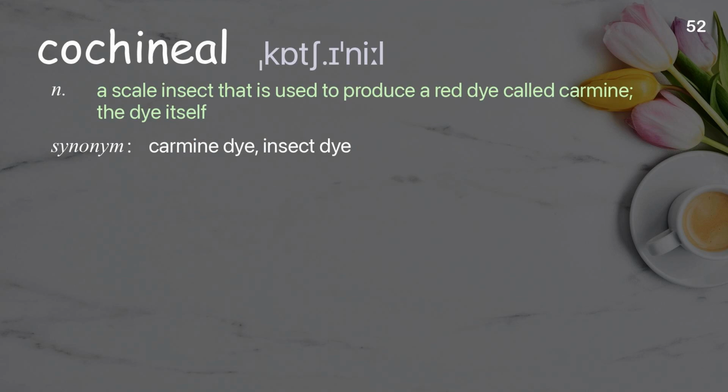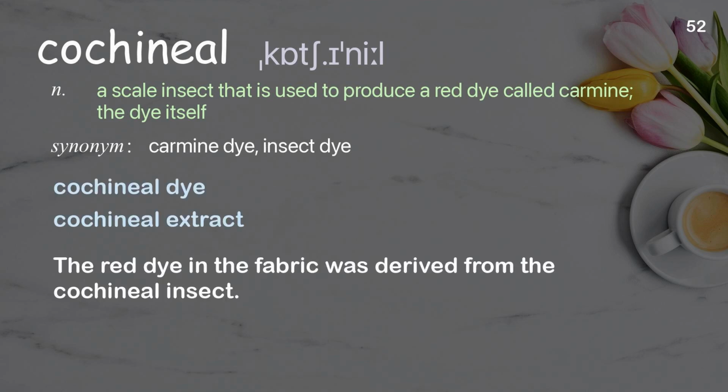Cochineal: A scale insect that is used to produce a red dye called carmine, the dye itself. Examples: Cochineal dye. Cochineal extract. The red dye in the fabric was derived from the cochineal insect.